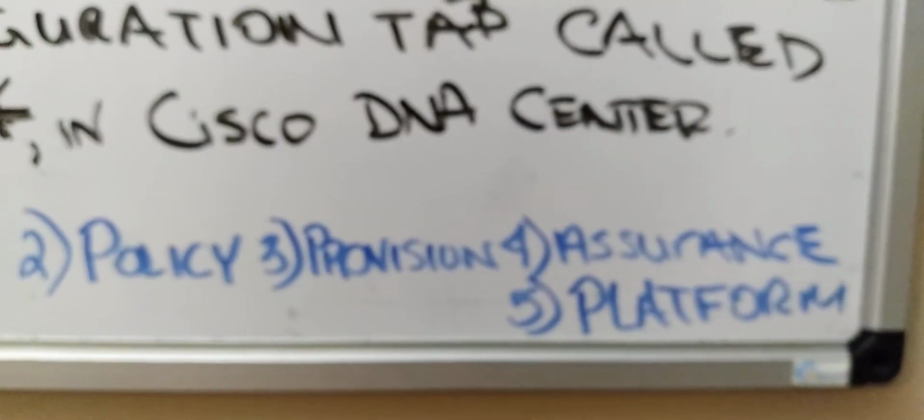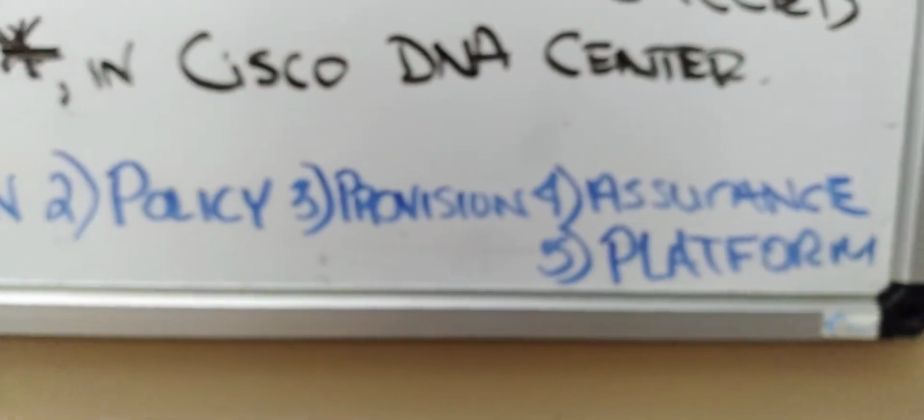The 5 main tabs in the DNA Center are design, policy, provision, assurance, and platform.